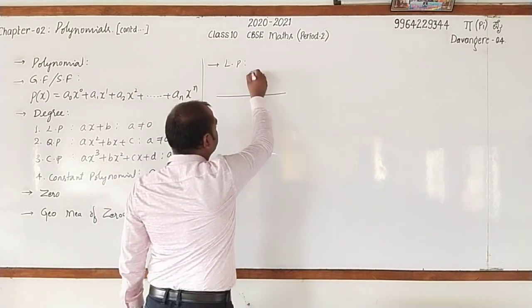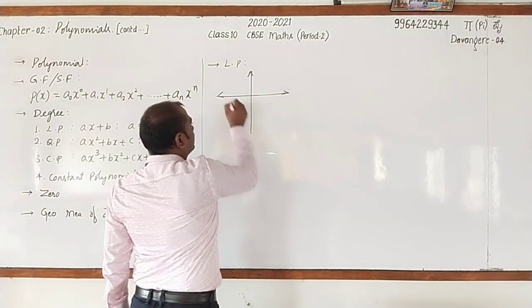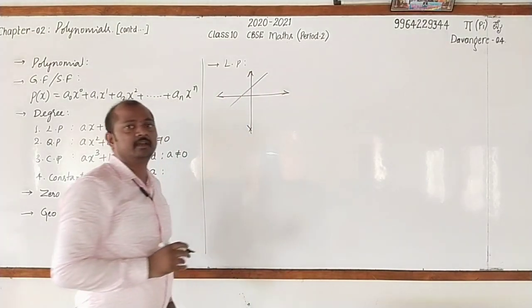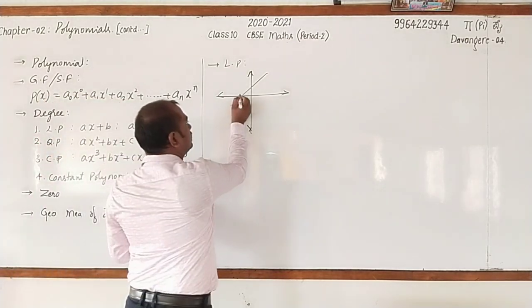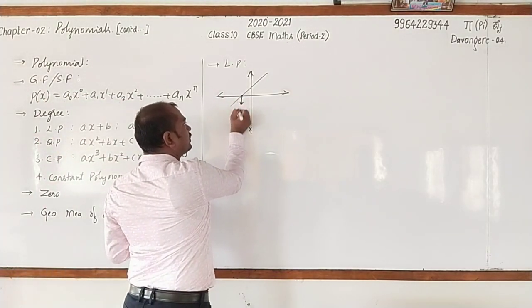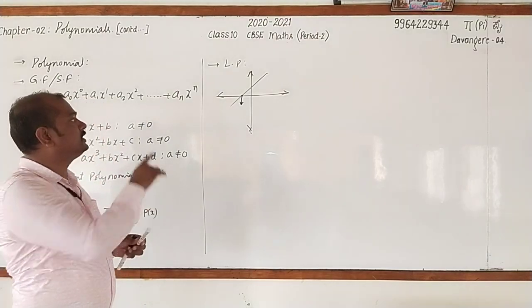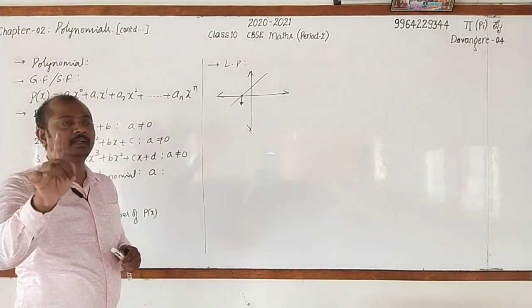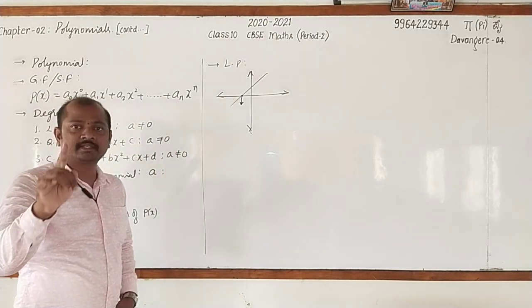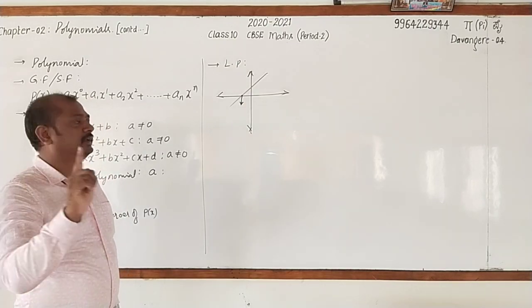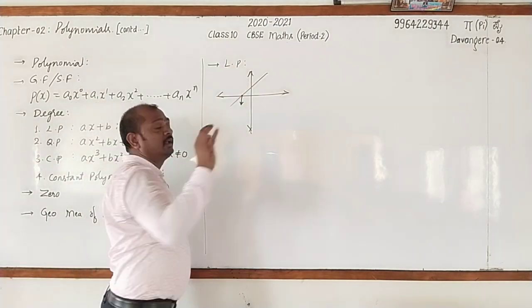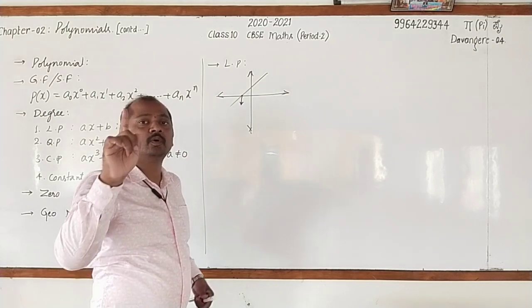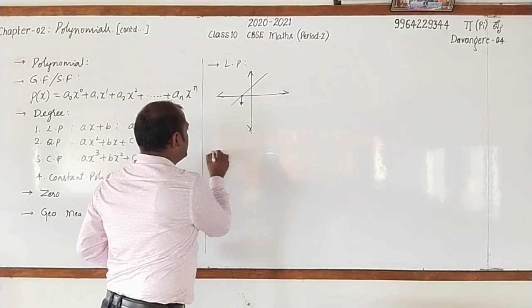In case of a linear polynomial, the graph will intersect the x-axis at a point, and we call this point a zero of the polynomial. It will intersect the x-axis at only one point. Hence, we can also say that a linear polynomial has only one zero.